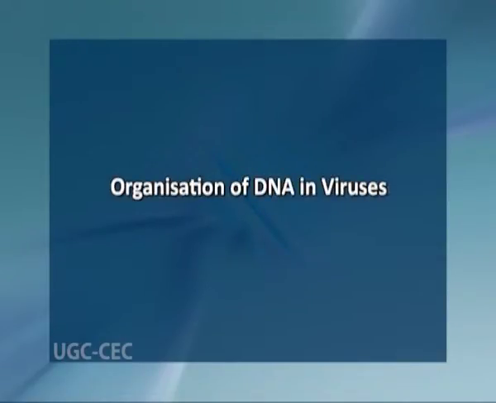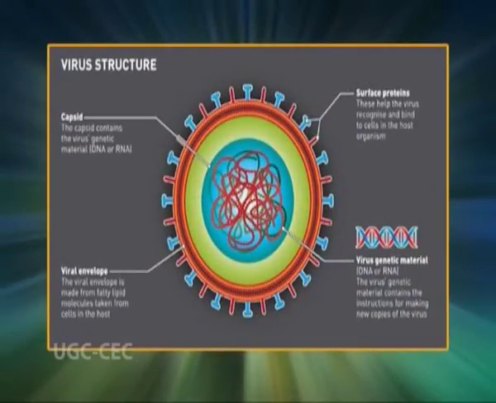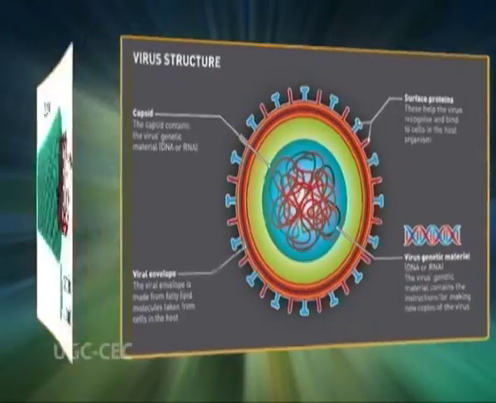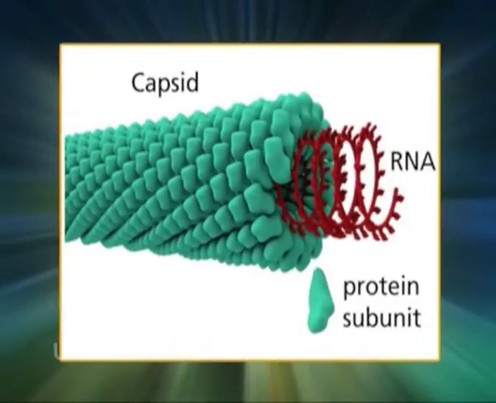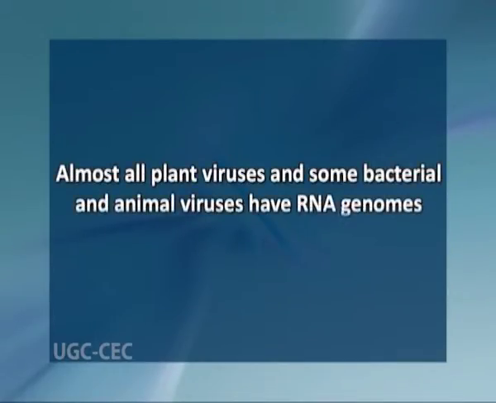Organization of DNA in viruses. Viruses are not free living organisms, rather they are infectious parasites that use the resources of a host cell to carry out many of the processes they require to propagate. Many viral particles consist of no more than a genome, usually a single RNA or DNA molecule surrounded by a protein coat. Almost all plant viruses and some bacterial and animal viruses have RNA genomes.